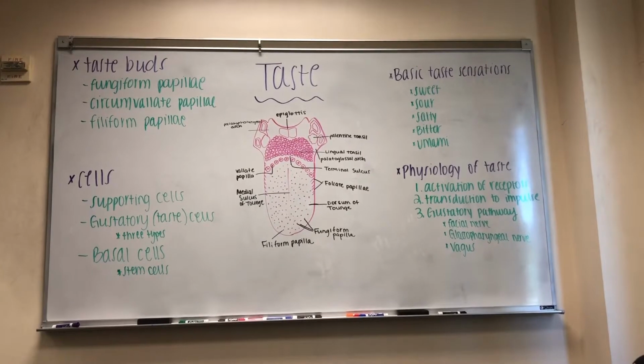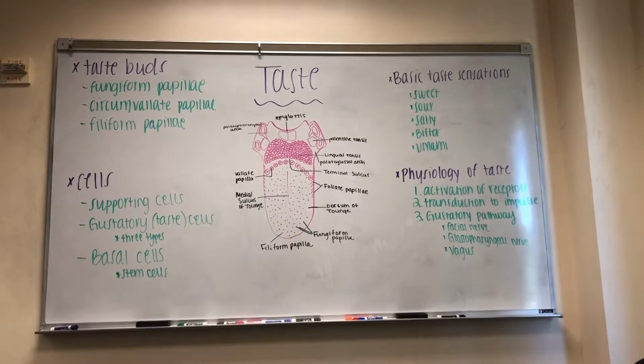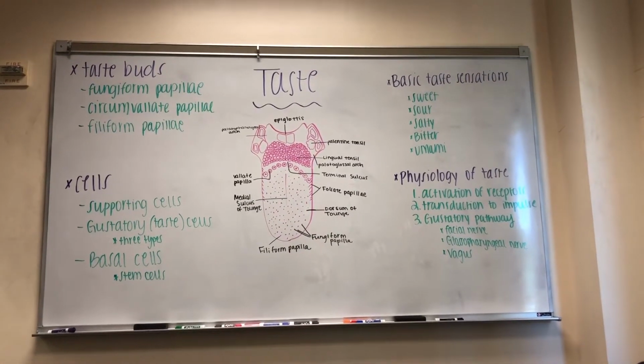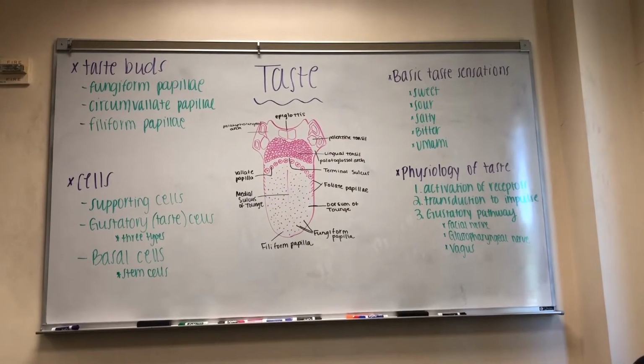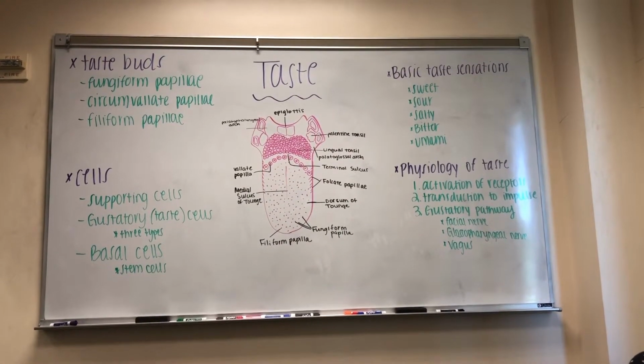Next is the physiology of taste. For a chemical to be tasted, it must dissolve into the saliva, diffuse into a taste pore, and contact the gustatory hairs.